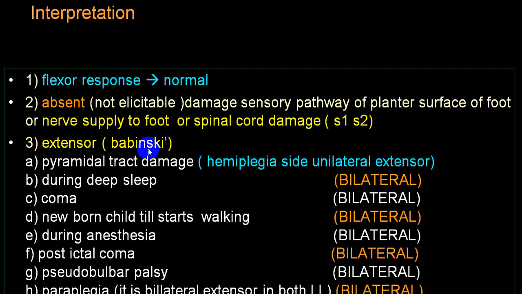And plantar reflex will be extensor in case of a pyramidal tract damage, that is unilateral extensor. But bilateral extensor in case of a deep sleep, coma, newborn children till he starts walking, post anesthesia, during anesthesia and post anesthesia, it will be good number of time bilateral absent, post ictal coma. Also in case of a pseudobulbar palsy, it may be bilateral extensor, and in a case of a paraplegia because of bilateral pyramidal tract damage, it will be bilateral extensor.